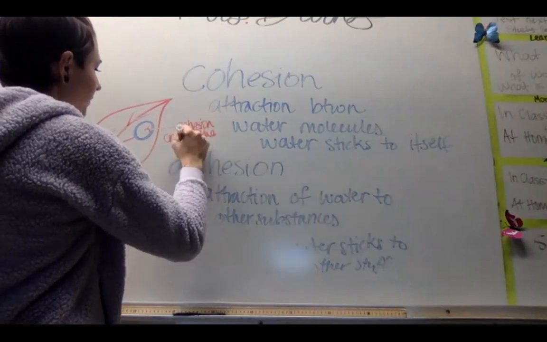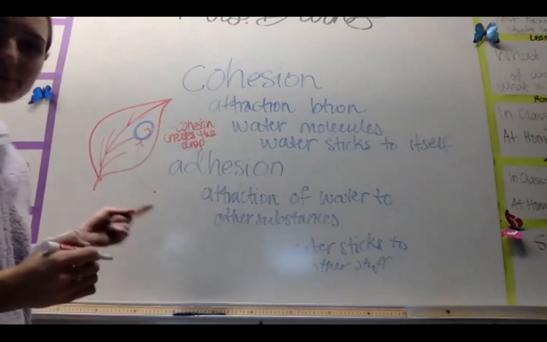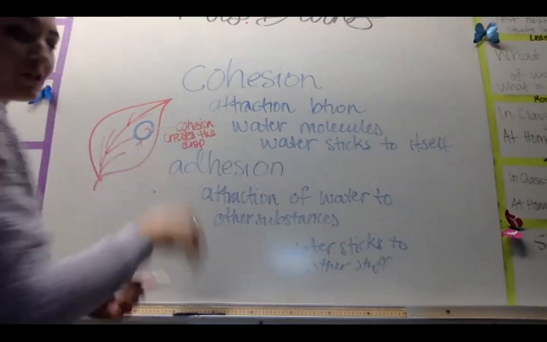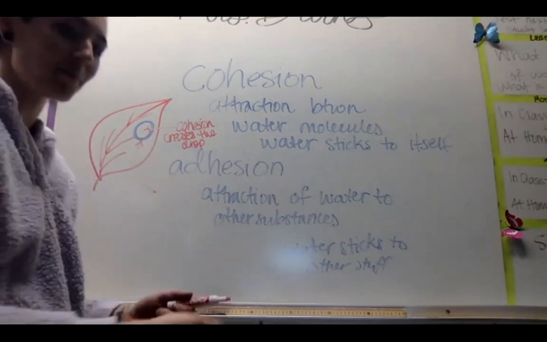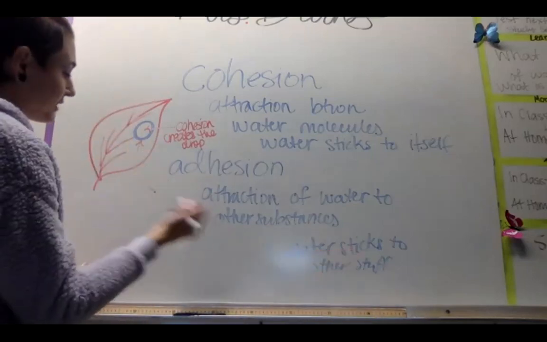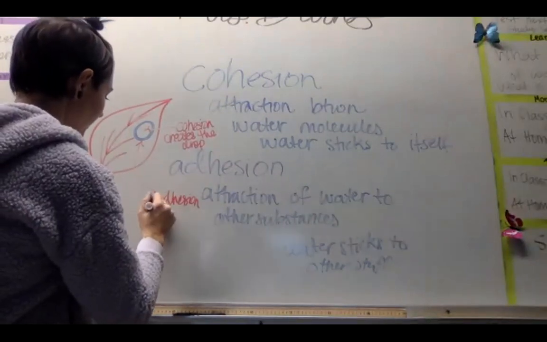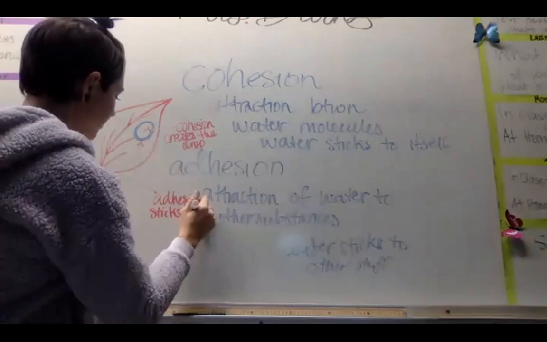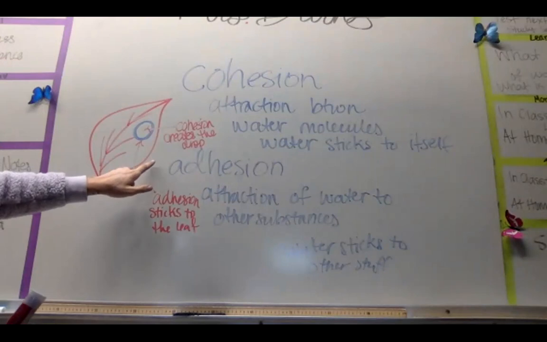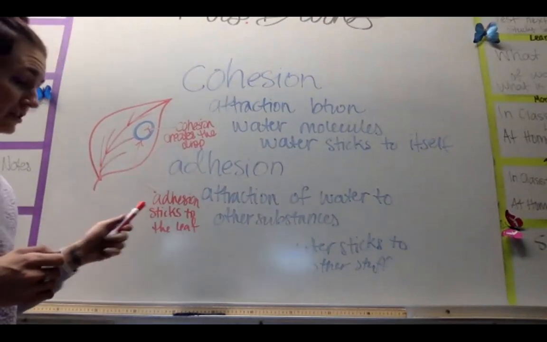And then adhesion is what keeps the water droplet on the leaf. If there wasn't adhesion, then you just have a bunch of water droplets all over the ground, right? But because adhesion has water sticking to other stuff, this water droplet's able to stick to the leaf. So adhesion sticks to the leaf. Does this example make sense? Would we like to do another example of cohesion and adhesion?